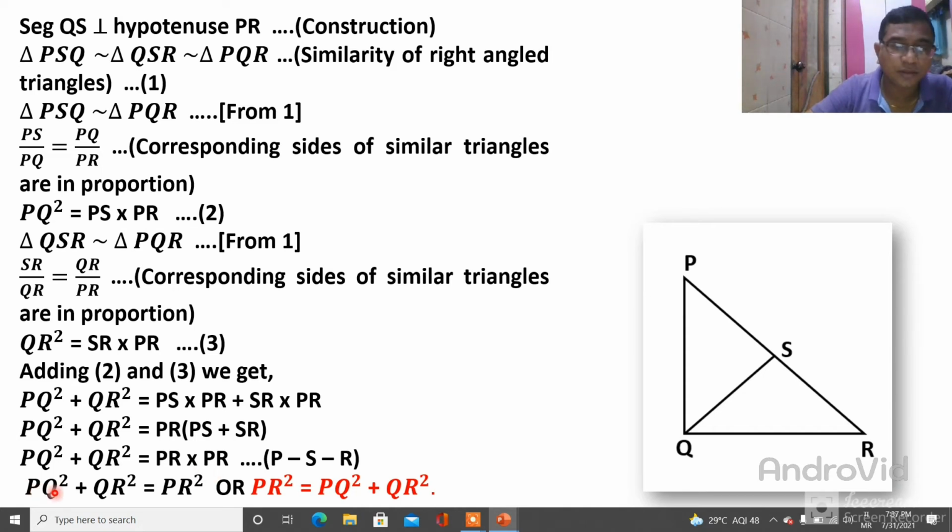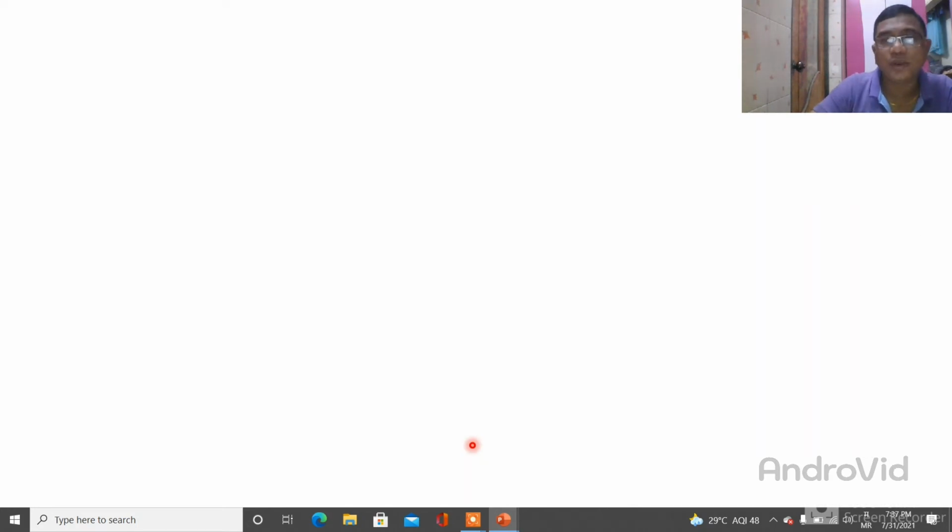So PQ square plus QR square is equal to PR square. Or another way, PR square is equal to PQ square plus QR square. In such a way we have proved the Pythagoras theorem.